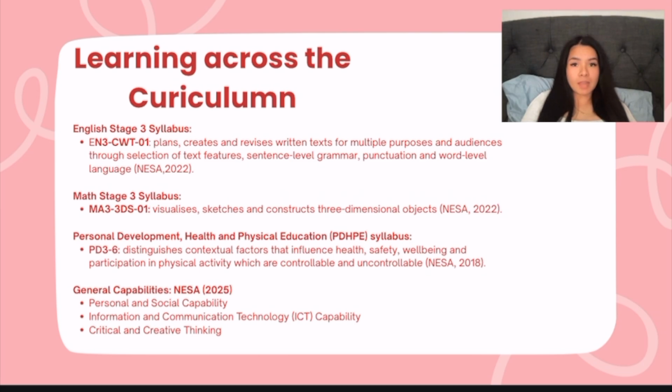In English, students meet outcome EN3-CWT-01 by planning, creating, and revising written reports that explain their body system models and using correct grammar, punctuation, and scientific vocabulary. Students also meet the mathematics outcome of MA3-3DS-01 as students visualize, sketch, and construct detailed 3D models of human body systems to strengthen their spatial awareness and design skills. Lastly, the PDHPE outcome PD3-6 is achieved through class discussions and written reflections, where students explore how lifestyle choices can impact the health of our body by understanding what factors can contribute to it.